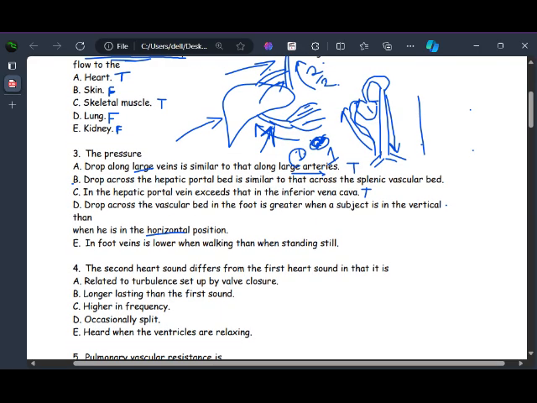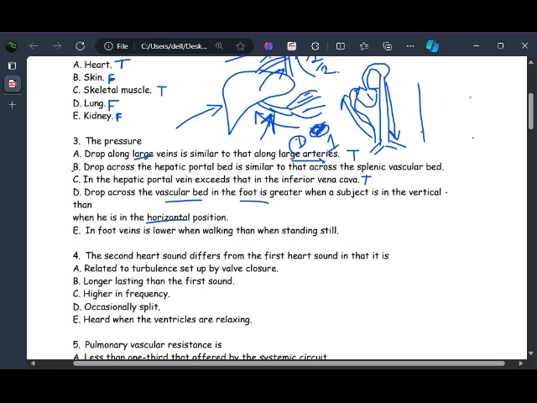So the problem there is that it was saying the vascular bed in the foot. Allow me to make that correction. Actually, the vascular bed throughout the body, all the arteries and veins in the body, are affected. The pressure drop will be greater in the entire body when a person is in the vertical position than when he's in a horizontal position. That's what we are saying.